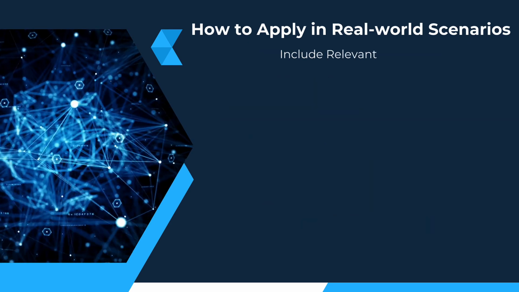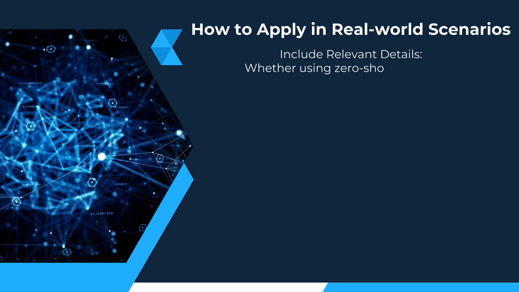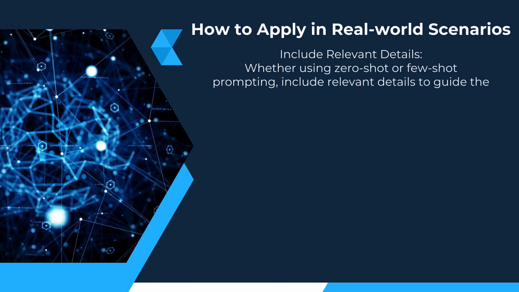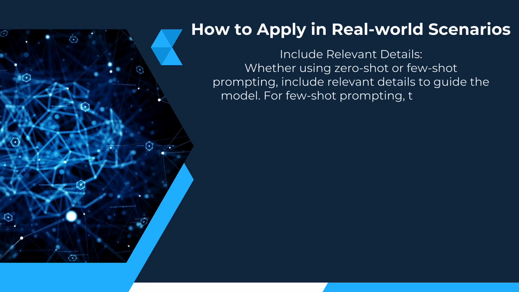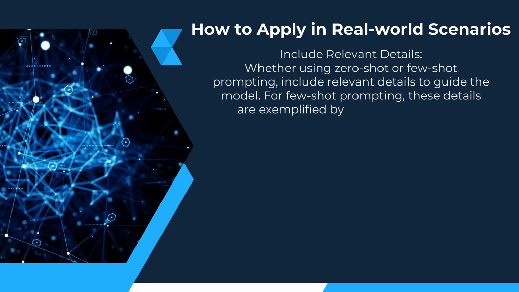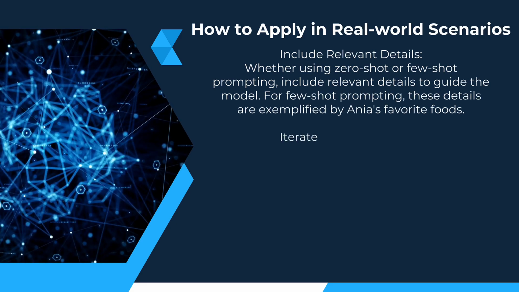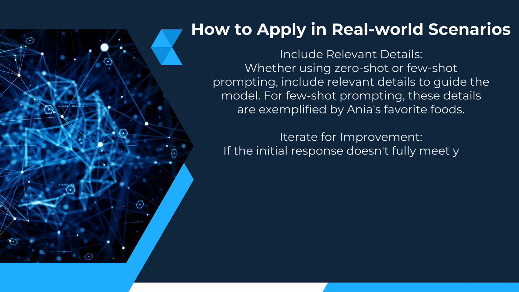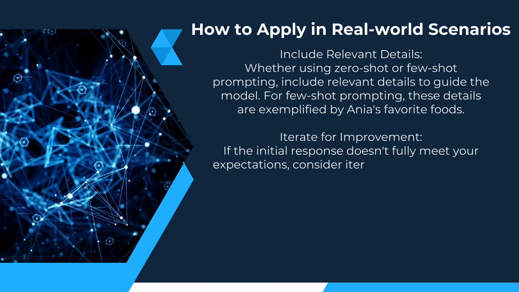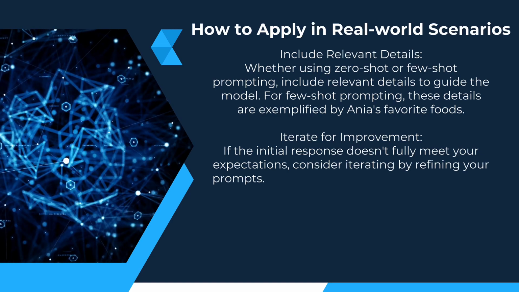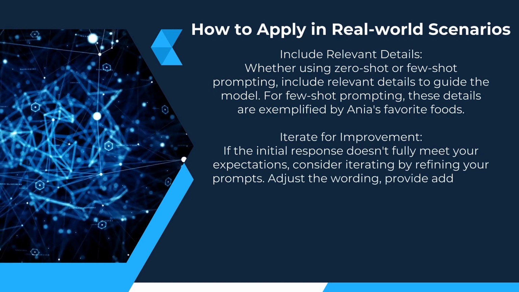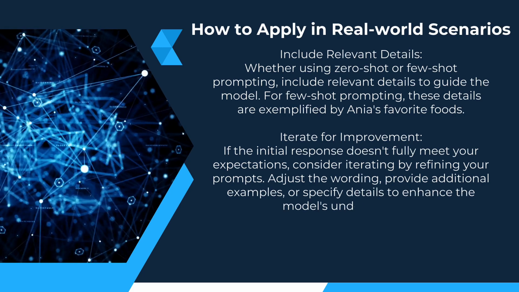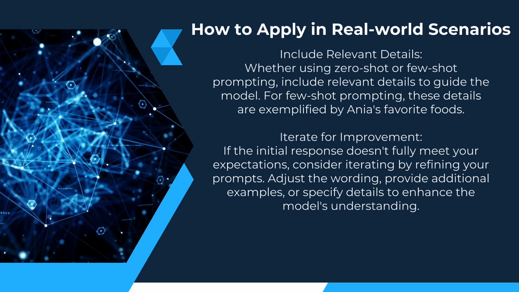Include relevant details. Whether using zero-shot or few-shot prompting, include relevant details to guide the model. For few-shot prompting, these details are exemplified by Anya's favorite foods. Iterate for improvement. If the initial response doesn't fully meet your expectations, consider iterating by refining your prompts. Adjust the wording, provide additional examples, or specify details to enhance the model's understanding.